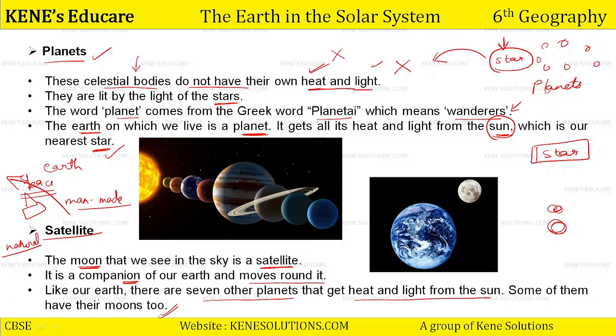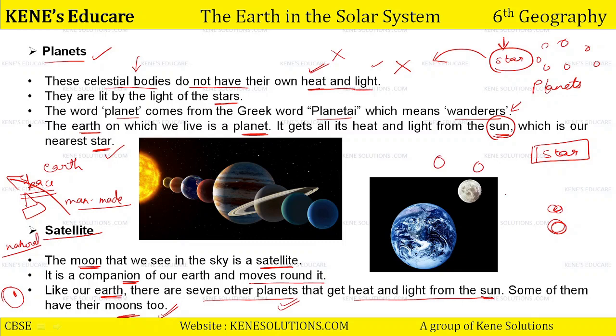Okay? Achha. Our earth has one moon. Only one moon. We can see only one moon from earth. But the other planets who get heat from the sun, they have their moons too. Unke paas apne apne moon hai. Sabke paas apne apne alag alag moon hai.